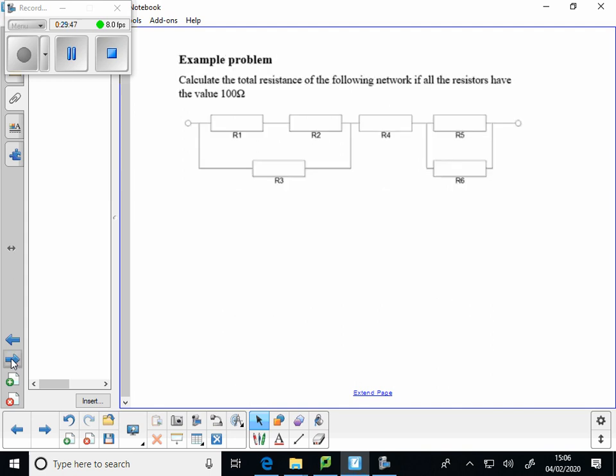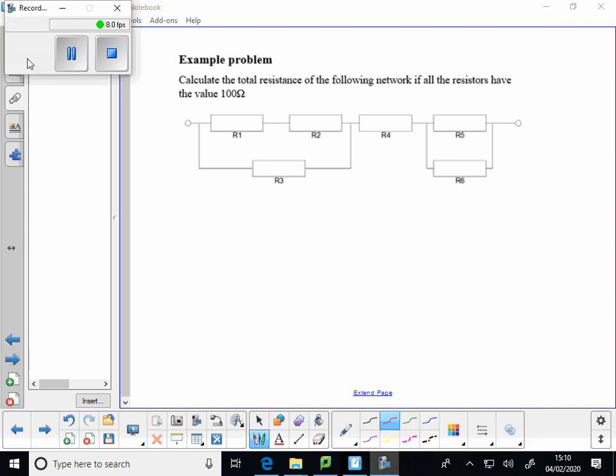So, example problem. Calculate the total resistance of that network. All the resistors are 100 ohms. So we've got R1 and R2 together. That's equal to R1 plus R2. So that's 100 plus 100 is 200.